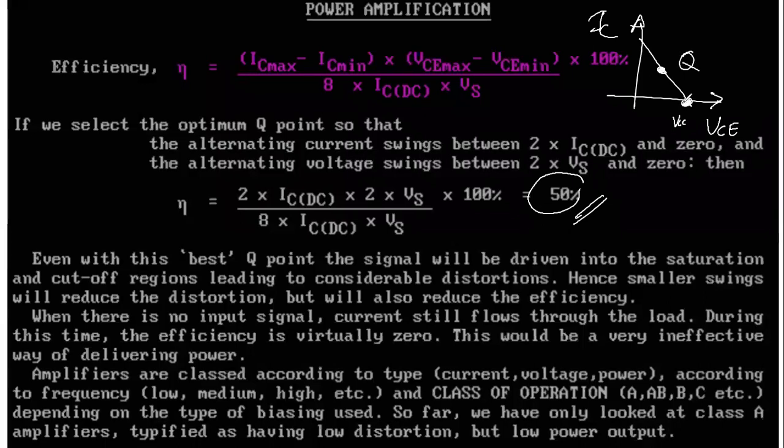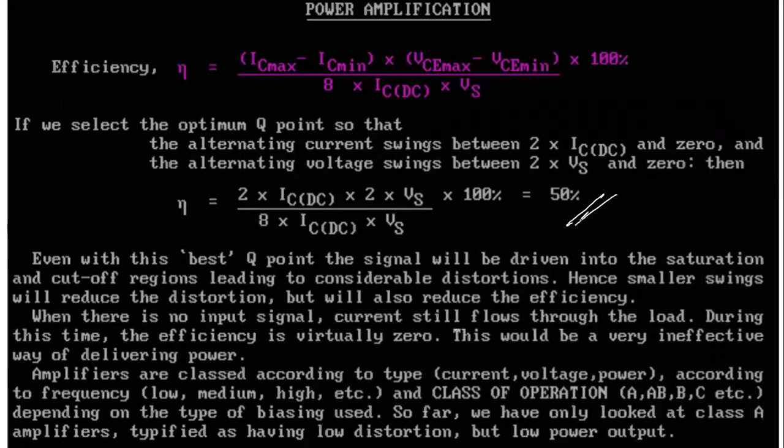This is the maximum value. Then VCE max minus VCE min is almost equal to the supply voltage, which is almost equal to VCC, and if you select this operating point at the middle of the load line, then you can find the value for eta. This efficiency is around 50%.